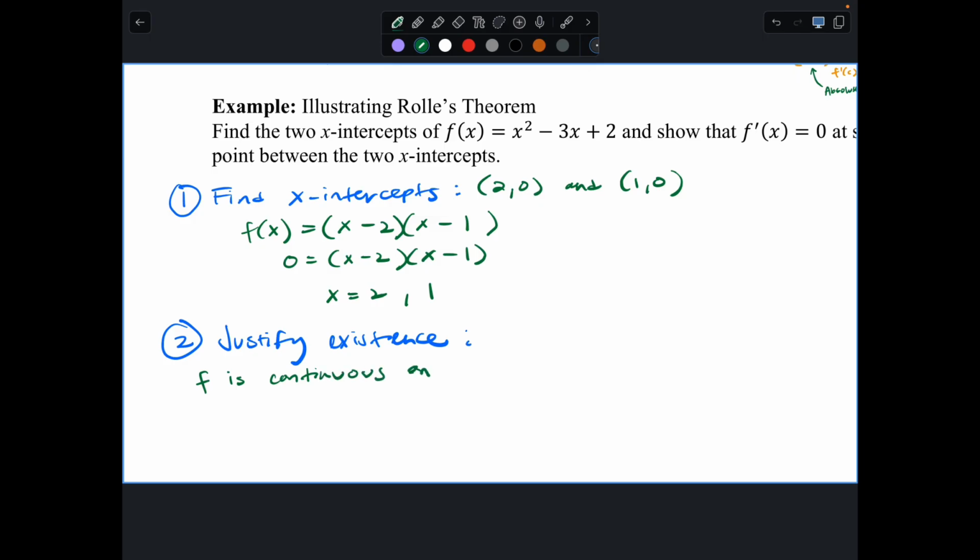Doesn't continuous imply that it is smooth? No. Think absolute value of x. Oh, you're right. At x equals 0. No, so no sharp corners. So polynomials, it is understood for us that polynomials are smooth, continuous curves, right? So they are continuous, but they're also differentiable everywhere. So f is continuous on the closed interval from 1 to 2 and differentiable.